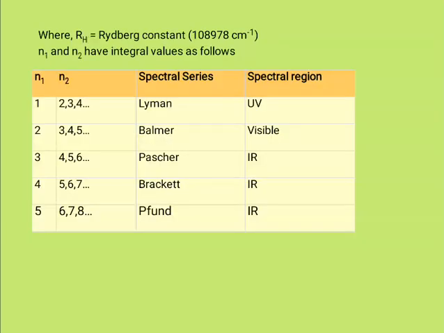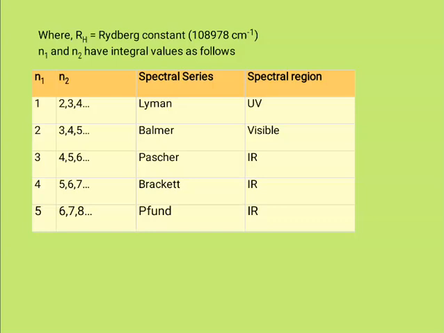Here in this table, I have defined the values of n1 and n2 for the various spectral series. Let us start with n1 equal to 1, meaning an electron jumps back to the first level in a hydrogen atom from any shell, from second, third, fourth, or even from fifth and sixth level, but ultimately it comes back to the first shell. Then the lines corresponding to this lie in the Lyman series, and the Lyman series lies in the ultraviolet zone of the electromagnetic spectrum.